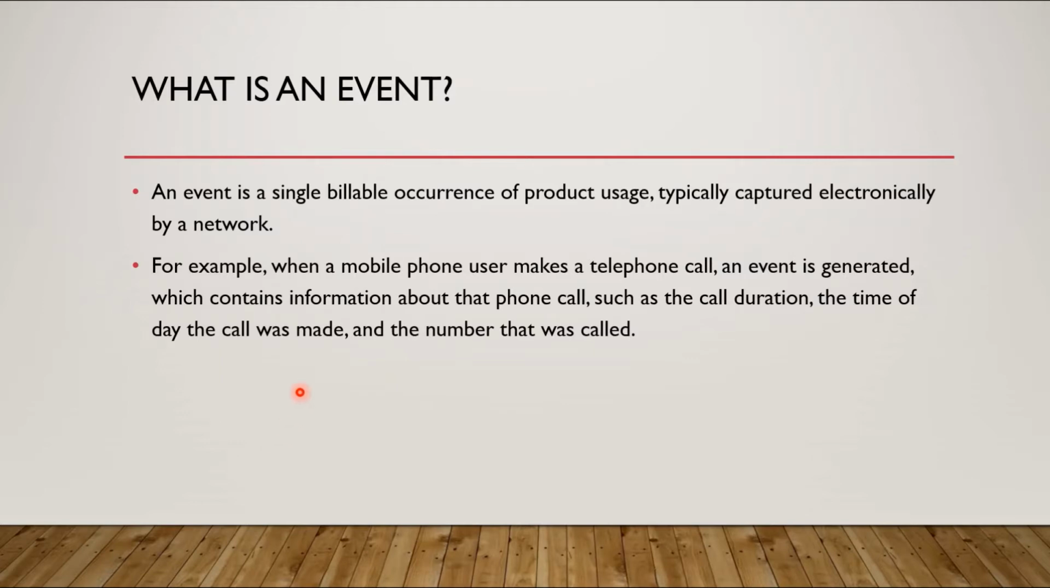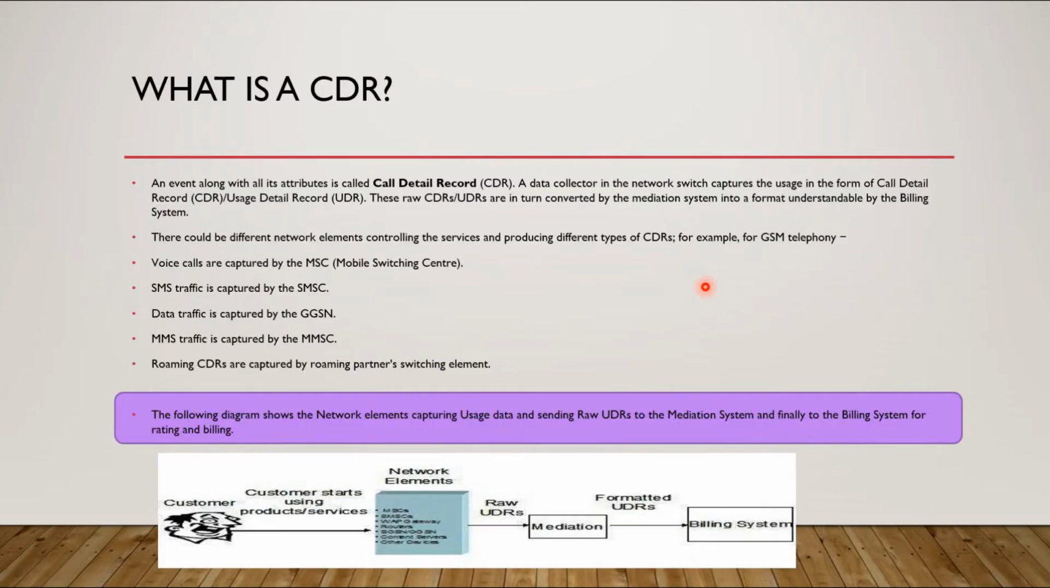An example: when a mobile phone user makes a telephone call, an event is generated which contains information about that phone call. What information? The duration of the call, the A party, the B party, and whether this is a chargeable or non-chargeable call, such as toll-free calls. Accordingly, this call will be charged, and the associated CDRs will also get generated. I will explain what a CDR is. So let's move forward. Now, what is a CDR?